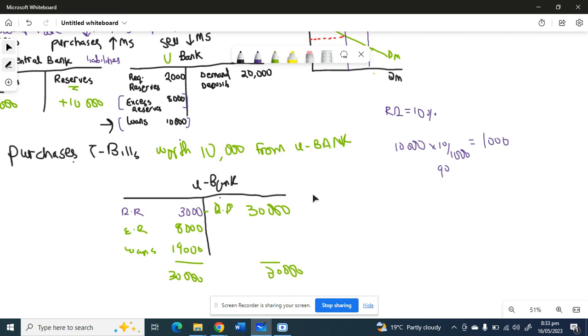Obviously, if you see a reduction, especially in the commercial bank, in the required reserve, the demand deposits, and the loans, you take it as the central bank sold the treasury bills, meaning it's taking money out of circulation. Then, if you see an increase, the central bank has purchased treasury bills, meaning it's increased the money in circulation.